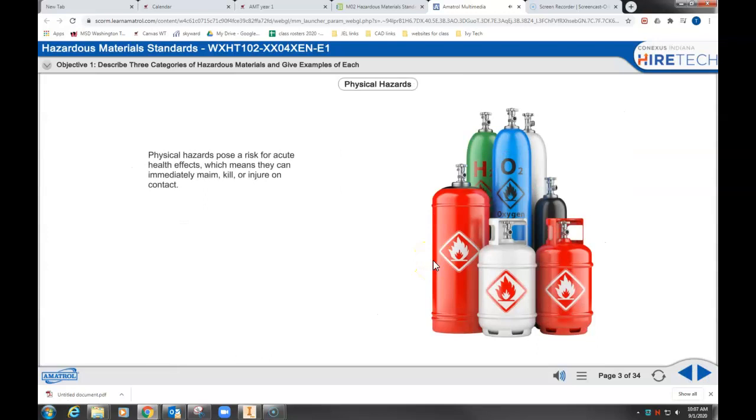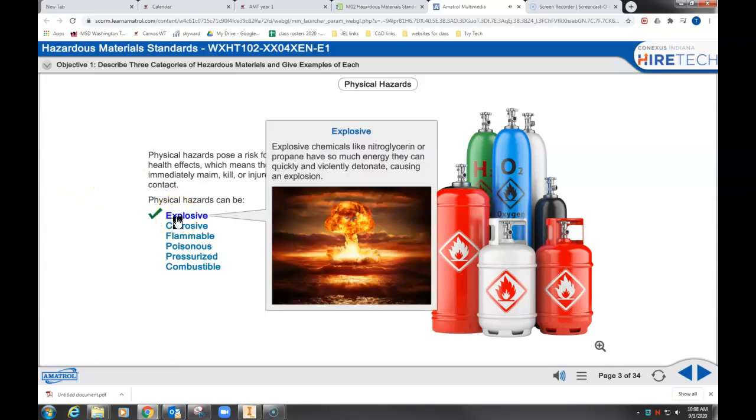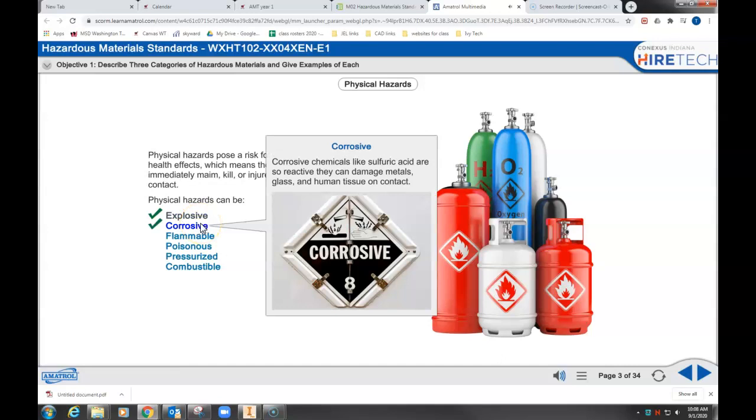Physical hazards pose a risk for acute health effects, which means they can immediately maim, kill, or injure on contact. Physical hazards can be explosive, corrosive, flammable, poisonous, pressurized, and combustible. Explosive chemicals like nitroglycerin or propane have so much energy they can quickly and violently detonate, causing an explosion. Corrosive chemicals like sulfuric acid are so reactive they can damage metals, glass, and human tissue on contact.